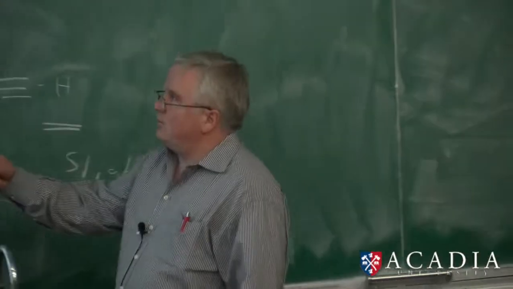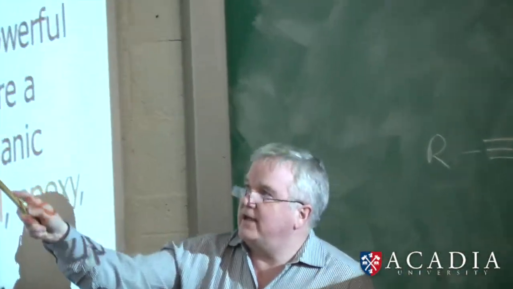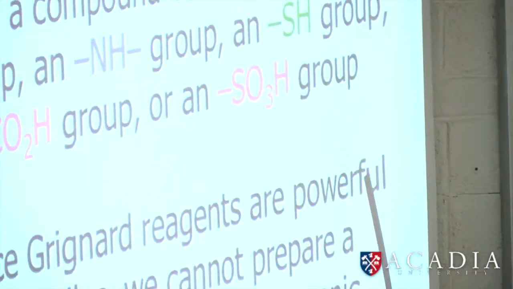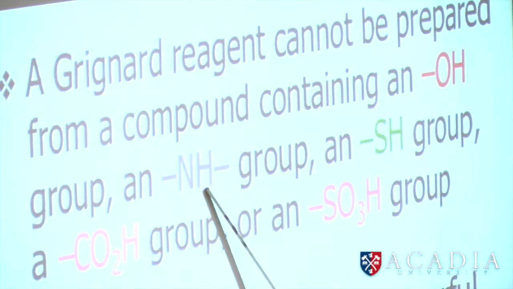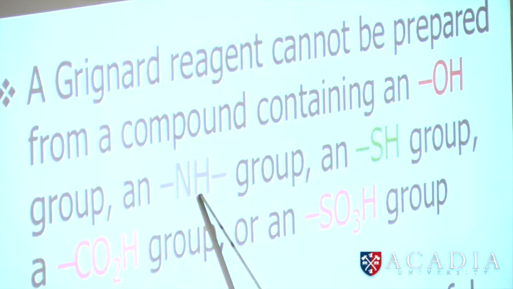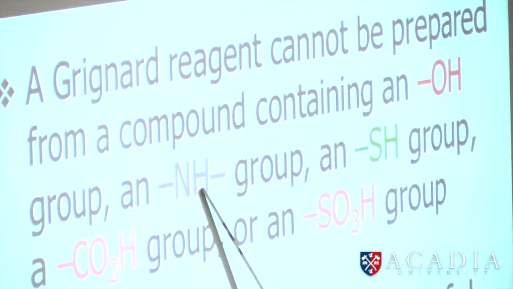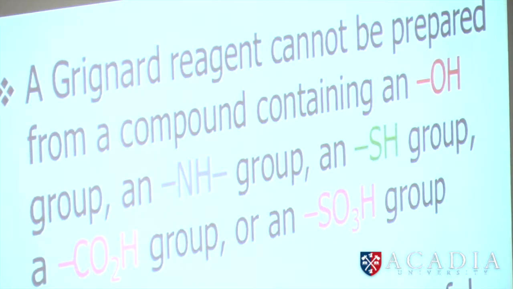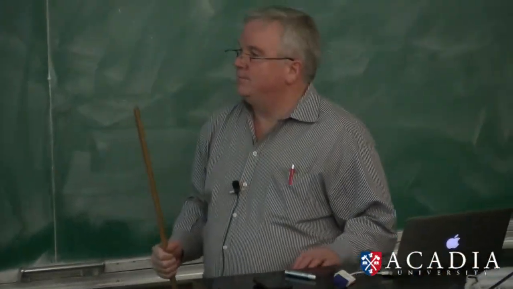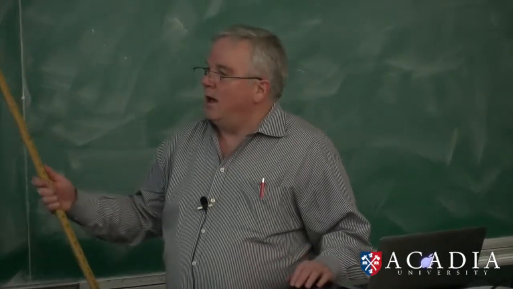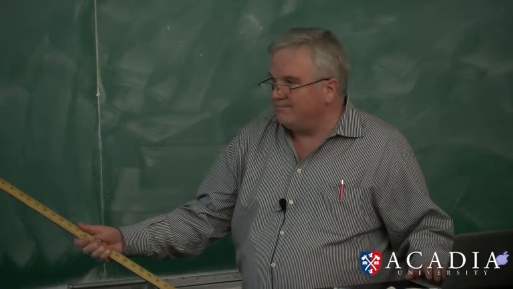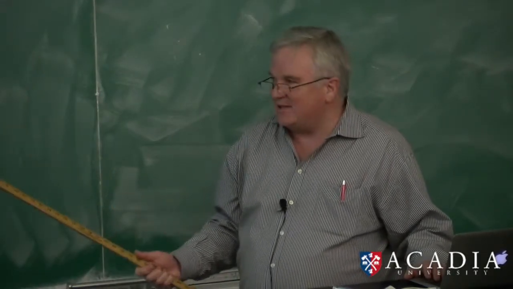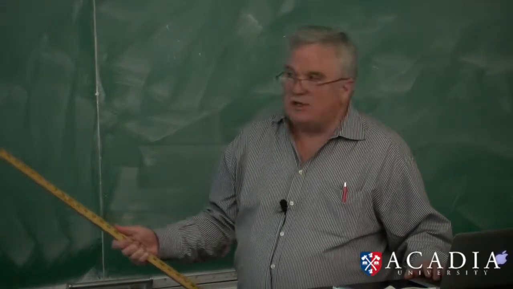We can't prepare it with any of these. These are all activated hydrogens, these are quite acidic. This much less so, but still compared to a hydrocarbon, it's very acidic, and a Grignard reagent will pull that hydrogen off. We also can't prepare a Grignard reagent from any compound that has the functionality that we wish to react it with.